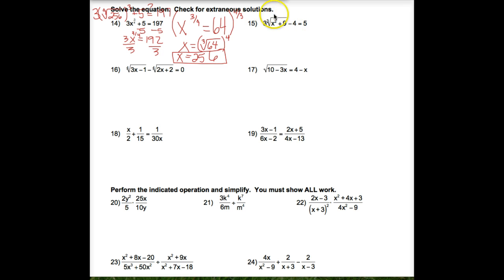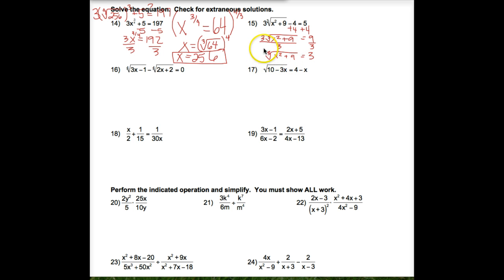15. I need to get the radical alone first, just like I got the power alone over here. So first I'm going to add 4 to both sides. So that gives me 3 cube root of x squared plus 9 equals 9. Now, radical still not alone, divide by 3 on both sides first. So cube root of x squared plus 9 equals 3.